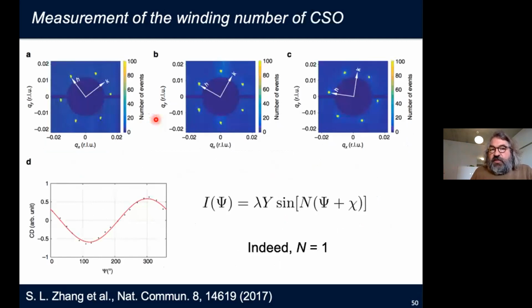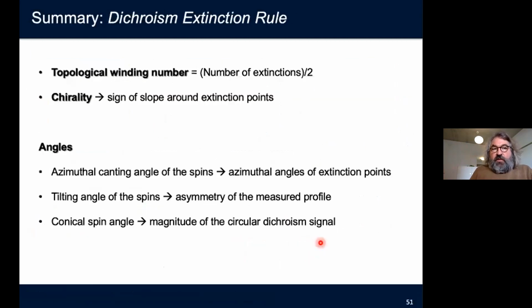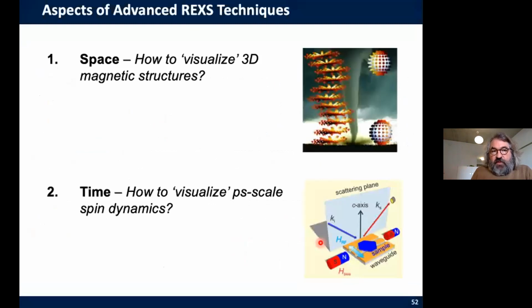If we carry out the measurement in copper oxyselenate, we indeed get a winding number of 1, which is to be expected. So what this dichroism extinction rule helps us do is, first of all, we get the helicity angle, we can determine the winding number, and also the chirality of the system. And furthermore, of course, analyze the full spin spiral.